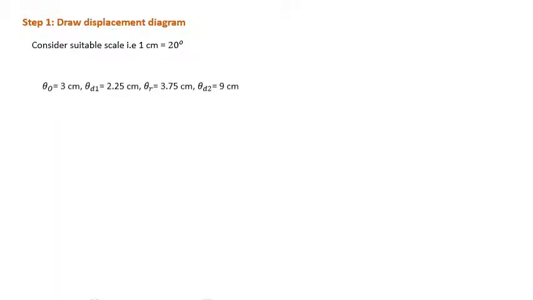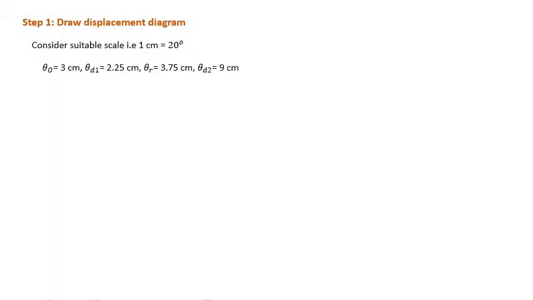So first step is we have to draw the displacement diagram. So for that, let us consider a suitable scale. Now that is 1 centimeter is equals to 20 degree. So therefore theta O becomes 3 centimeter, theta d1 becomes 2.25 centimeter, theta r becomes 3.75 centimeter, and theta d2 9 centimeter.